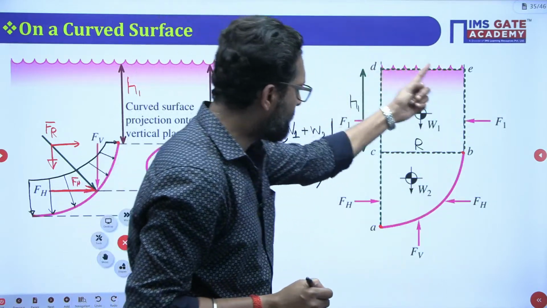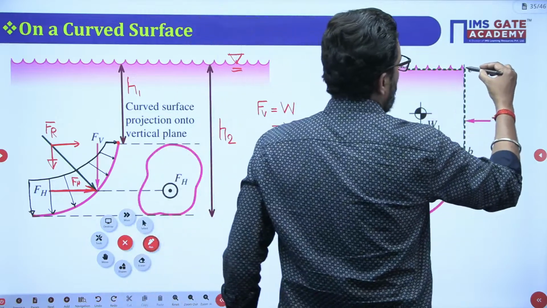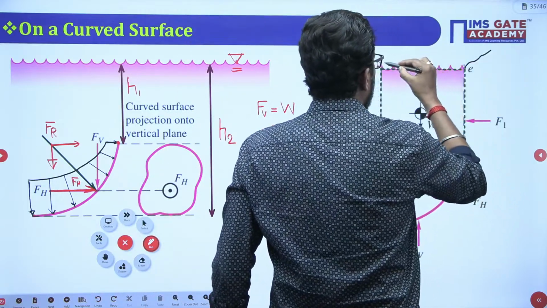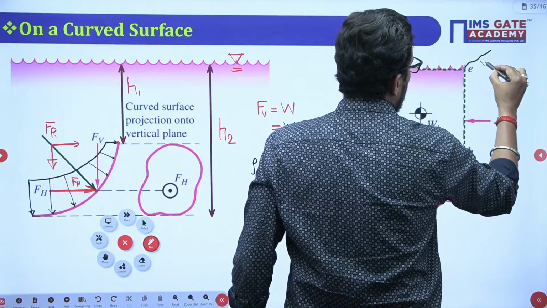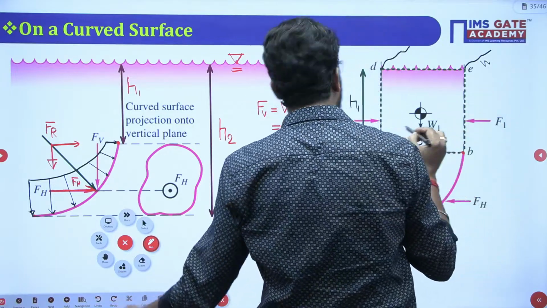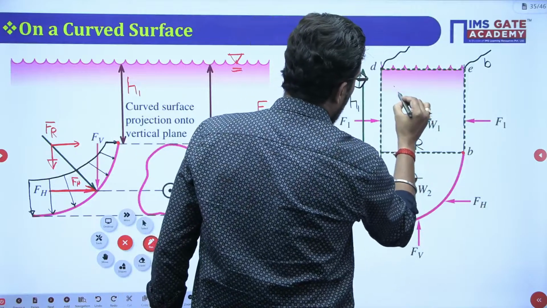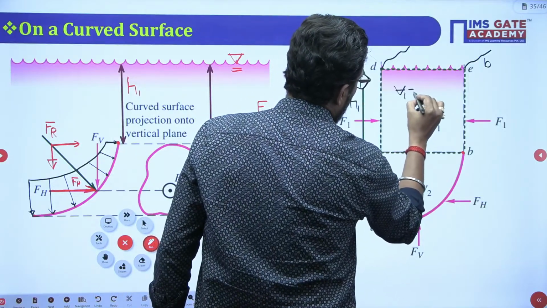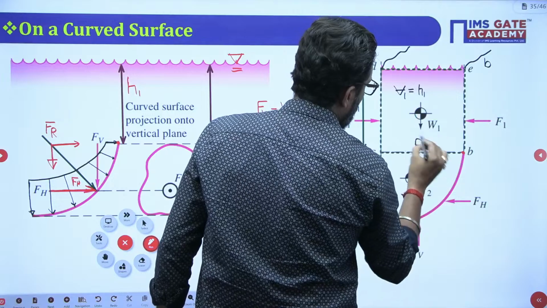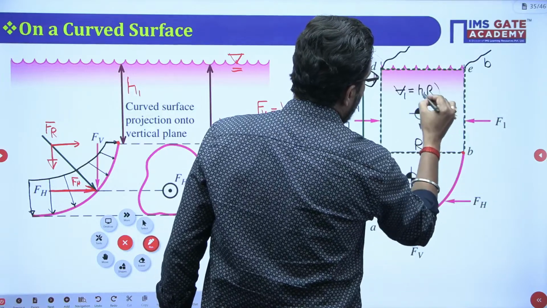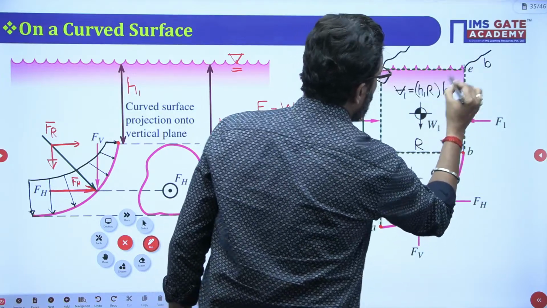So what is the volume of this one? And let's suppose its width is B. So what is the volume? The volume of this one is your H1 into R into B. This is your volume of this one.